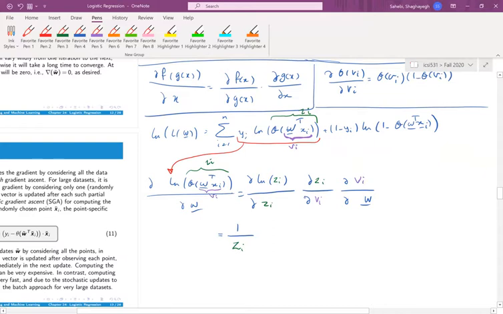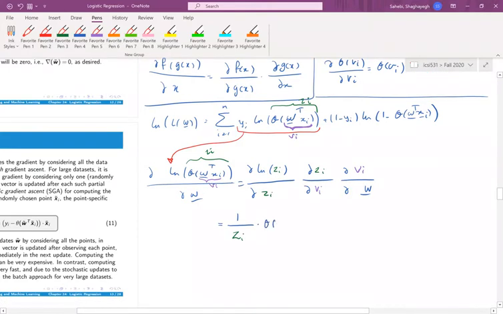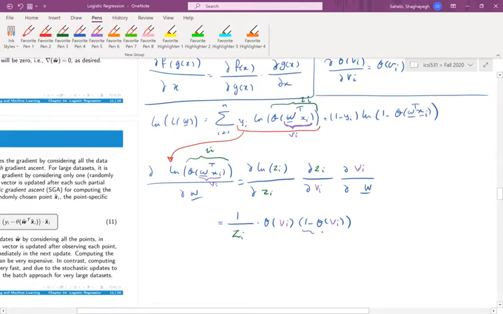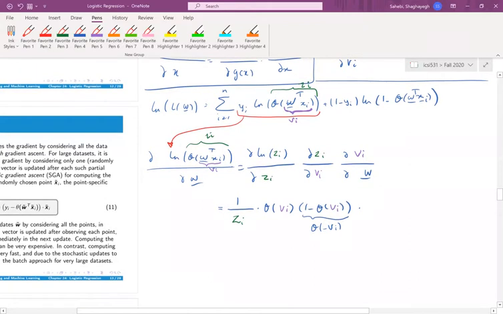So the derivative of Zi with respect to Vi is going to be equal to theta Vi times 1 minus theta Vi, which is basically equivalent to theta of minus Vi, right? We know that about the sigmoid function. And then finally, we have the derivative of Vi with respect to W. So Vi is just W transpose Xi, and we have seen that before. Basically, the derivative of W transpose Xi with respect to W is going to be equal to Xi.